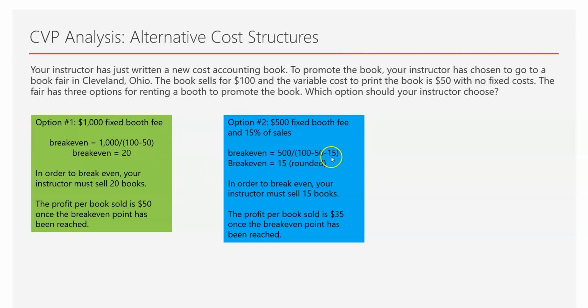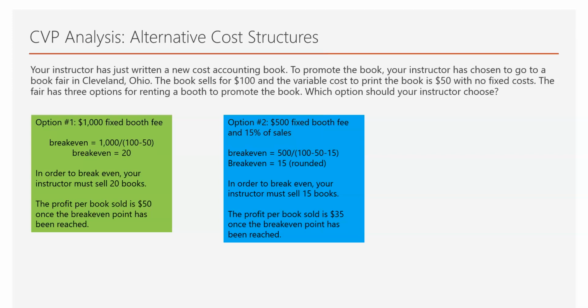Because I now have another variable cost tied to the sale of the book itself that I have to take into account. So $100 minus $50 minus $15. My contribution margin is now adjusted to $35. So taking my fixed booth fee of $500 and dividing that by my new contribution margin of $35, I need to sell 15 units just to break even.